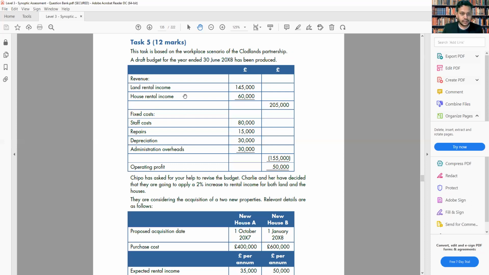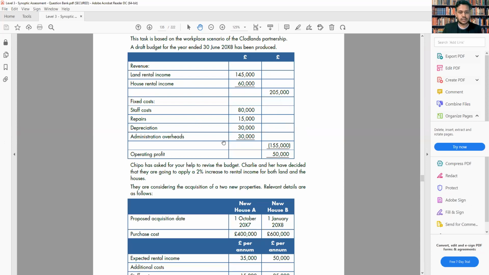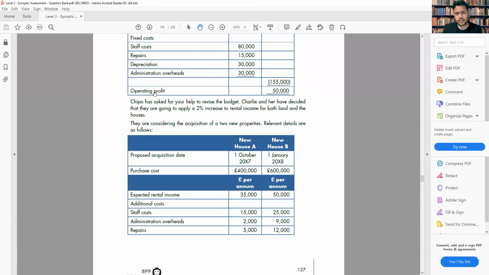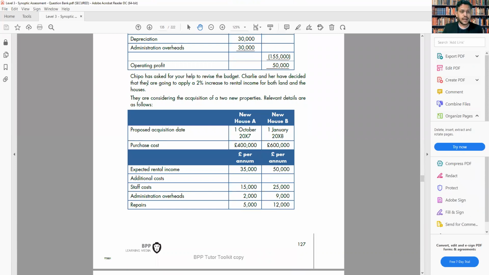So we have a revenue, land rental income, house rental income, total. So that is 30 of June 2018. Then fixed costs, we have staff, repair, depreciation, overheads, and we have operating profit 50. We have some additional information here. Chipo has asked for your help to revise the budget. So this budget they want to revise. Charlie and her have decided they are going to apply a 2% increase to the rental income for both land and the houses. So rental income will be increased by 2%.